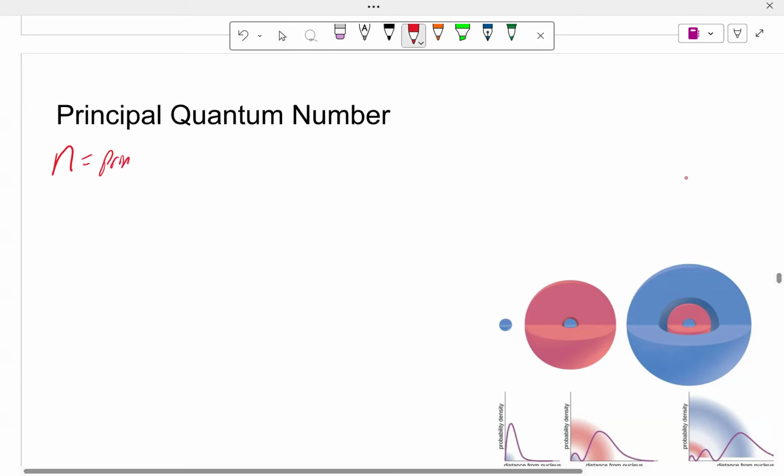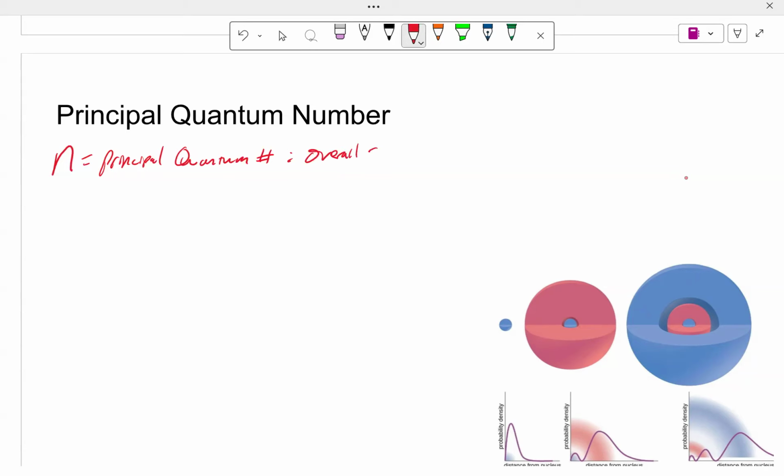That's the principal quantum number. It gives you an idea of the overall size and energy of the orbital.